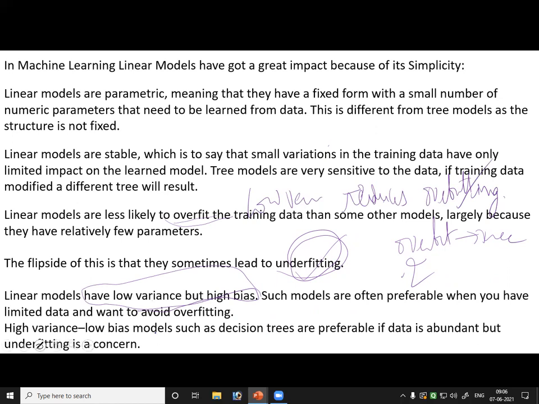High variance and low bias models such as decision trees are preferable if data is abundant and underfitting is a concern. If underfitting is a big concern, then decision trees are preferable. If underfitting is not a concern and overfitting is the only concern, then linear models are preferable. This is how linear models are.